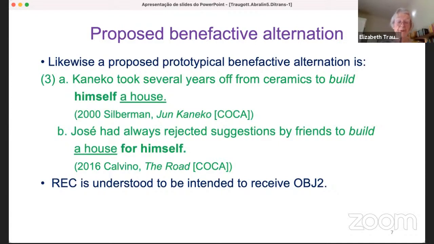Now here the recipient is understood to be intended to receive object two. It's not necessarily the case that, even though Kaneko took several years off to build himself a house, he ever did build it while he was alive. And we'll find an historical example which shows this very clearly.